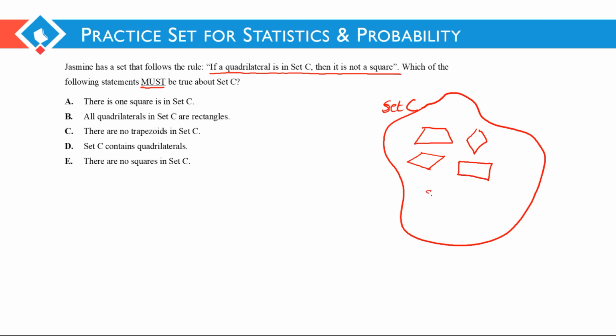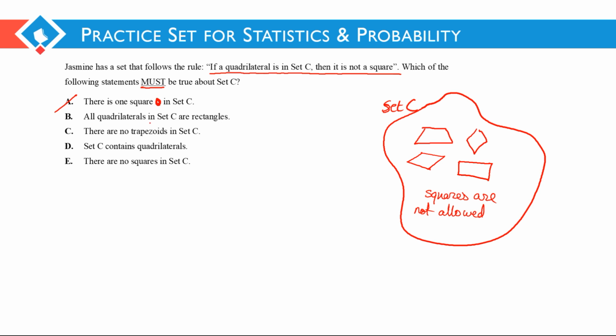So we can just say squares are not allowed in here. Squares are not allowed in this particular set. Now let's just see which one must be true. There is one square in set C. No, that is not possible because no squares are allowed in set C. So A is not correct.